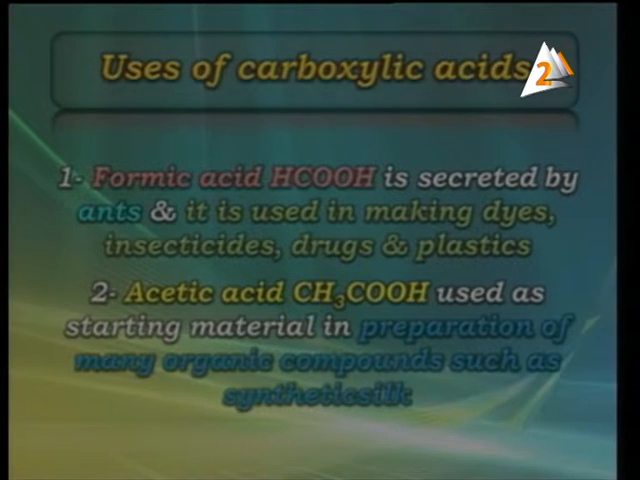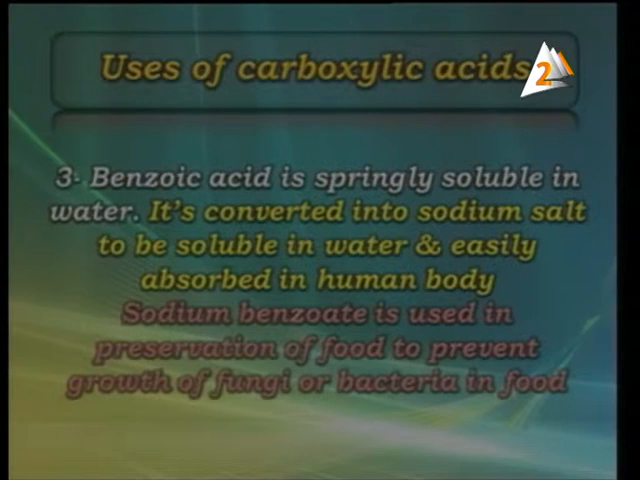And after that, we have acetic acid, CH3COOH, which is used as a starting material in the preparation of many organic compounds such as synthetic silk. Synthetic silk means الحرير الصناعي. We use acetic acid as a starting material to prepare organic compounds such as synthetic silk.